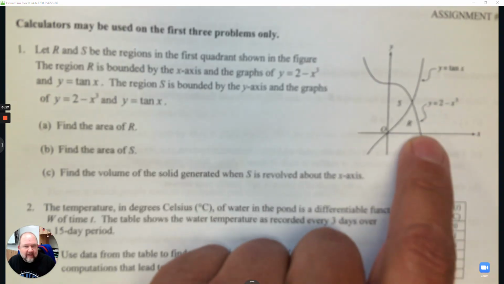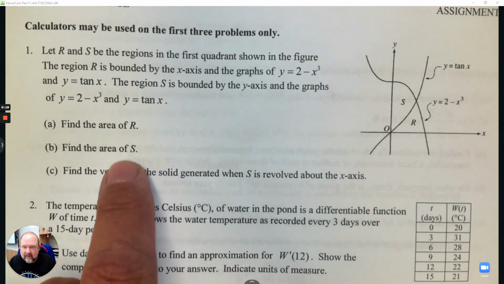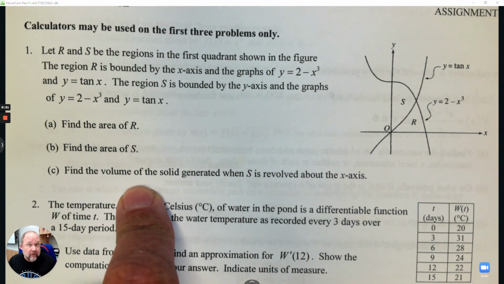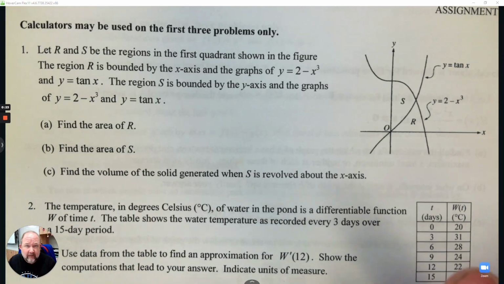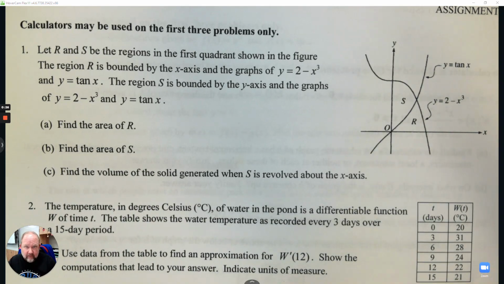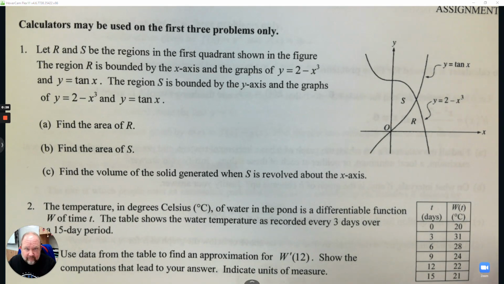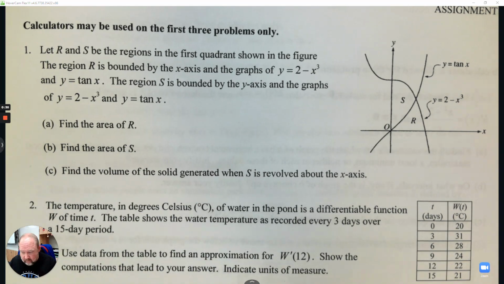So we have a graph, and you're asked to find area and volume. All of those are what type of questions in calculus? Think. Is that a limit? Is that a derivative? Or is that an integration question? Good. So it is an integration question. And we know we're going to go top, subtract bottom.